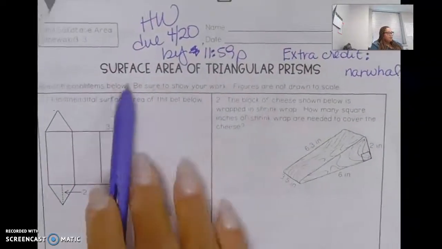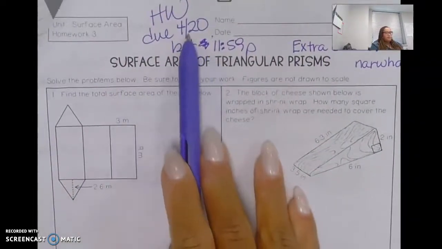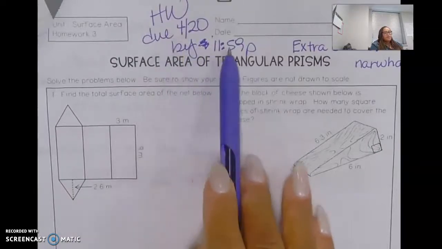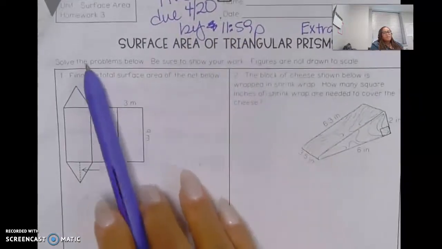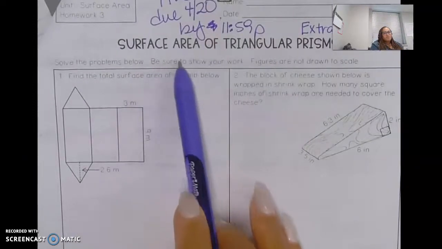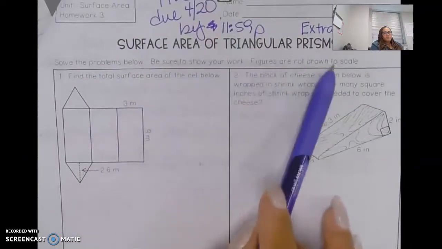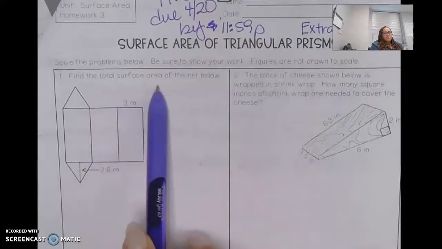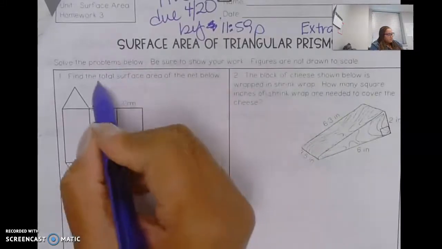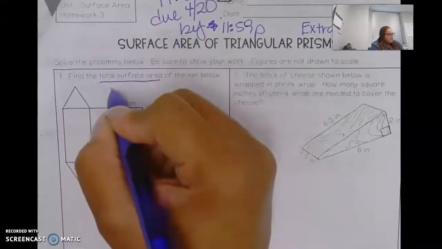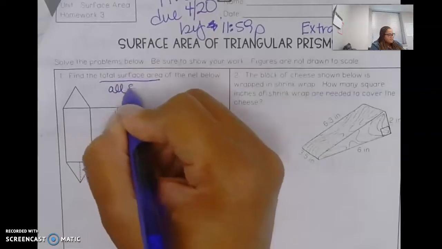All right. So for your homework, which will be due on 4:20 by 11:59 p.m., you must solve the problems below. Be sure to show your work, and figures are not drawn to scale. Find the total surface area of the net below. Total surface area means I need all faces and bases.